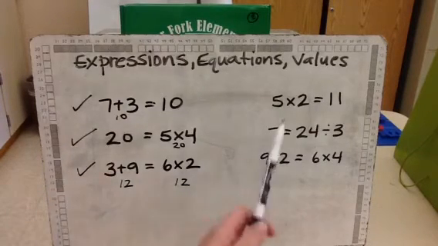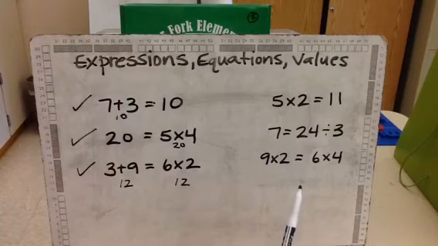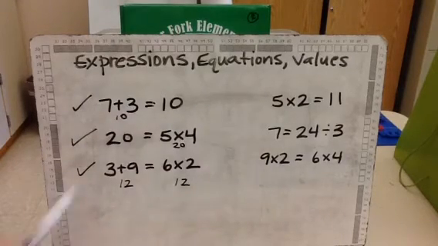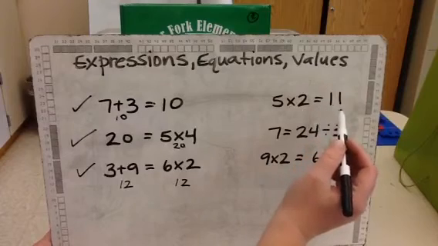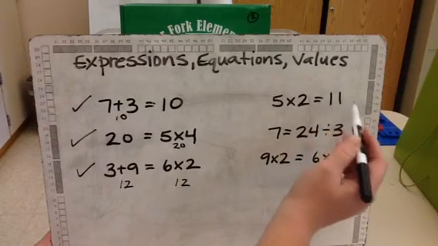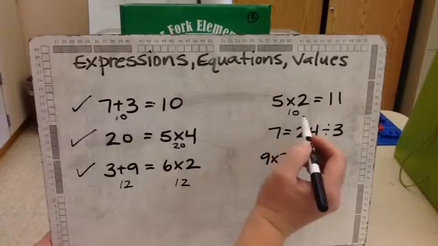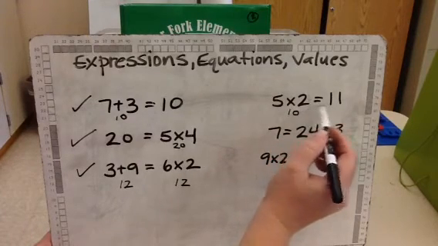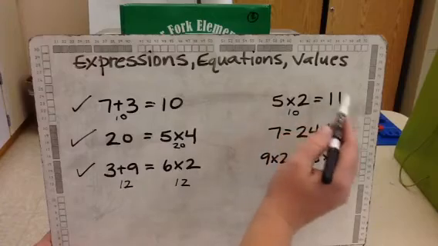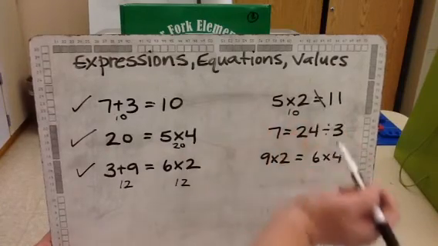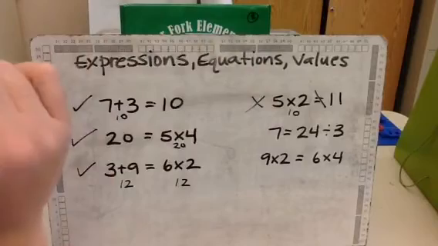So now let me show you why, even though these look like equations, they are not equations. So here I have 5 times 2 equals 11. Well, right here I don't have to do any work. I know the value on this side is 11. When I look here, 5 times 2 is 10. These do not have an equal value. This is a lesser value. This is a greater value. So this is not an equation.